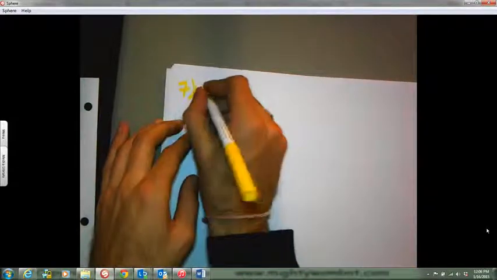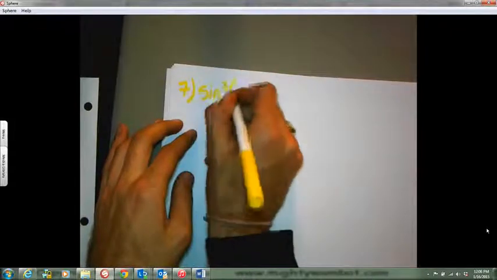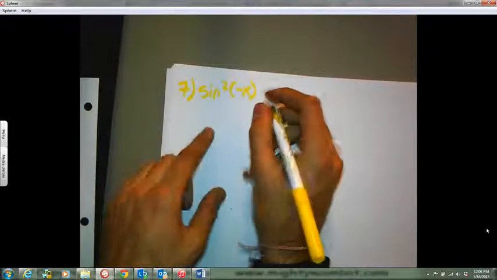Let me go to number 7. Still part 4, but now level 2. Number 7 says sine squared negative x times cosecant of x plus tan squared of x times cotangent of negative x.